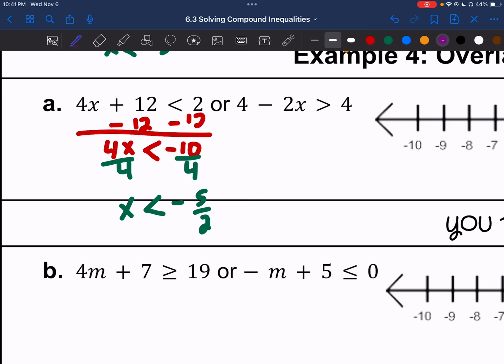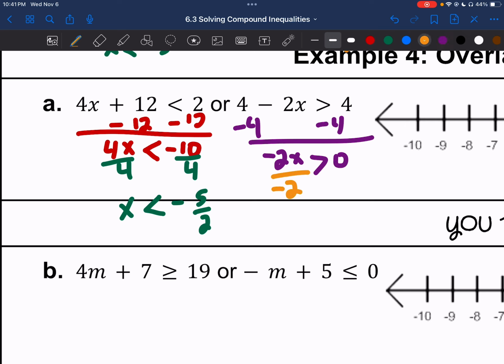Now, our next one, we are going to subtract 4 from both sides. We get negative 2x is greater than 0. And then we divide by negative 2. And we're going to get x is greater than 0.